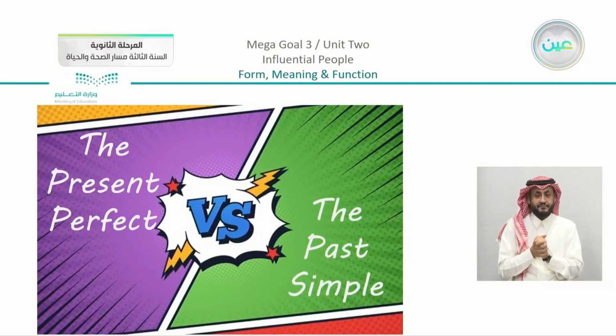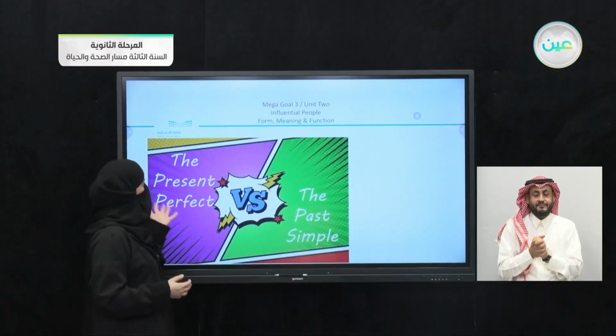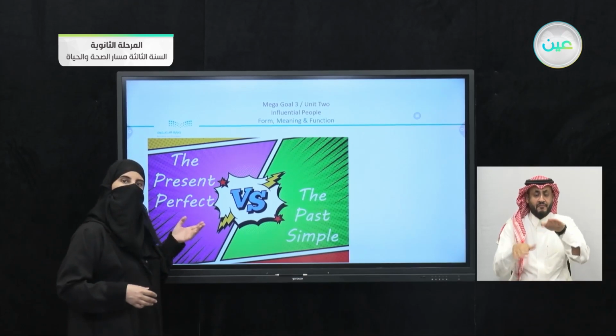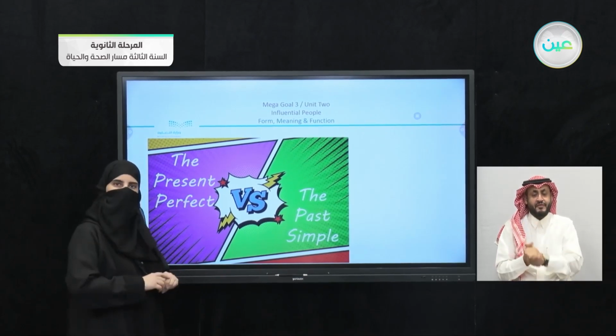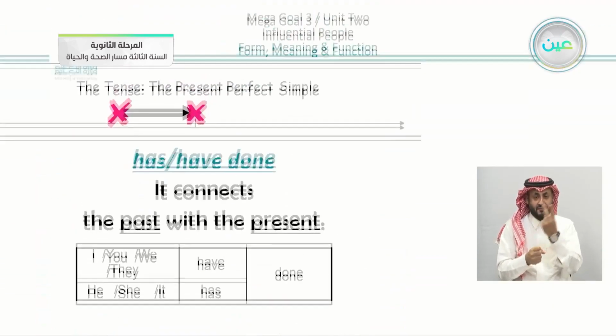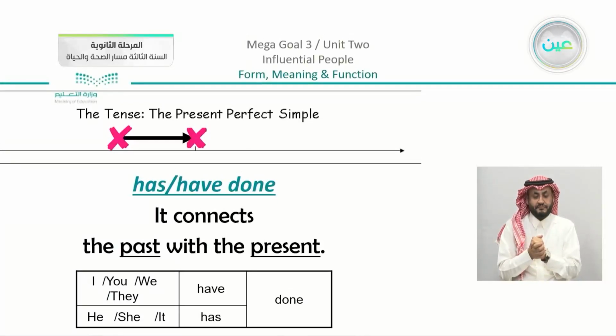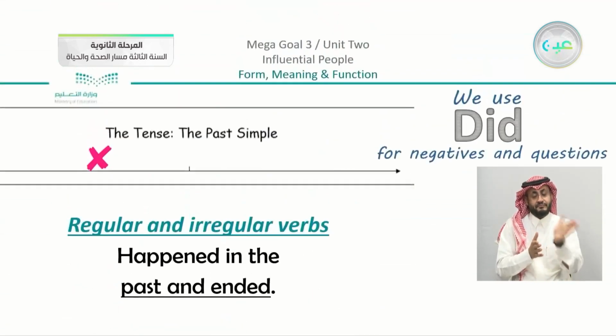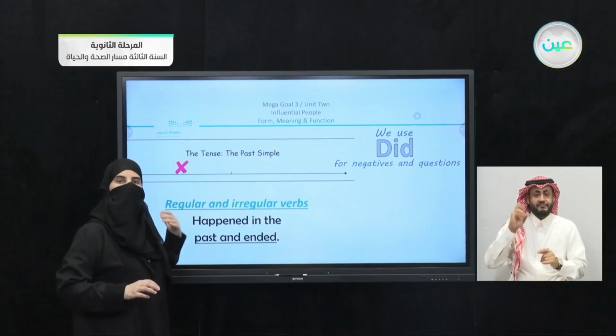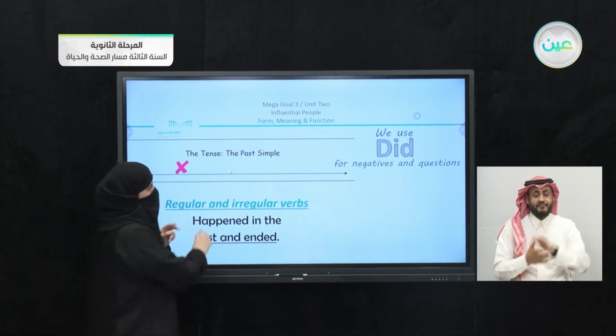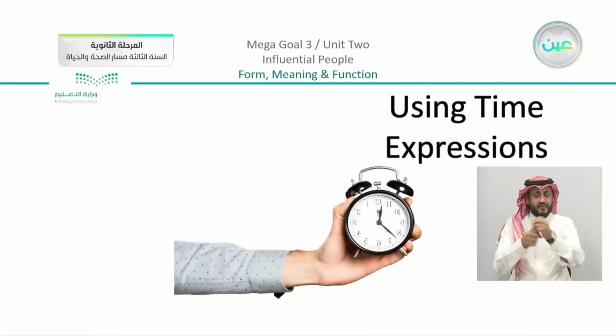So just to revise, our lesson was about the comparison between the present perfect and the past simple. We discussed the structure of the present perfect using the helping verbs has and have plus the past participle, and when to use it, what is the meaning of it. We also discussed the past simple using the helping verb did in questions and negatives as well. These are the two structures or the two forms that we talked about.